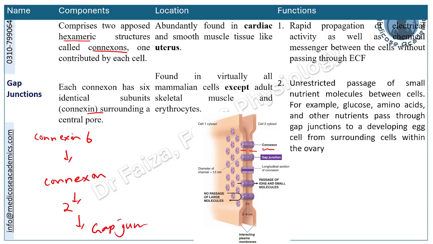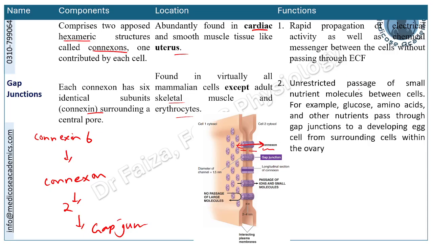There are multiple gap junctions between two neighboring cells, for example, in cardiac cells, and in unitary smooth muscle cells like those seen in the viscera, bladder, uterus, gut. These are found in virtually all mammalian cells except adult skeletal muscle cells and the erythrocytes. There are no gap junctions in these. These are involved in rapid propagation of electrical activity as well as chemical activity between the cells without passing through the extracellular fluid. So it's a quick manner and there is no involvement of the ECF.